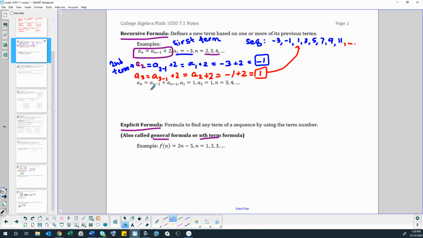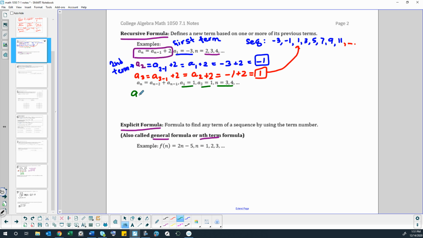Alright, let's look at this sequence here. So we have a sub n equals a sub n minus 2 plus a sub n minus 1, and they've defined a few values for us. We have a sub 1 is 1, a sub 2 is 1, and then we're going to continue forward from there to find term number 3, term number 4, etc.